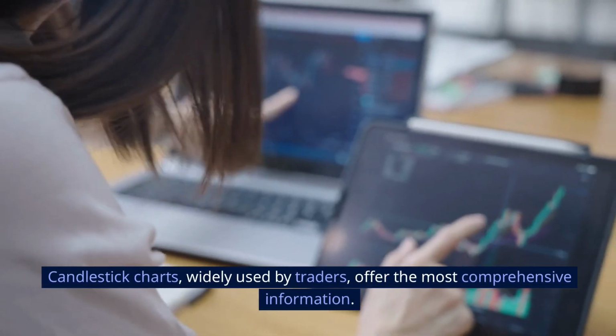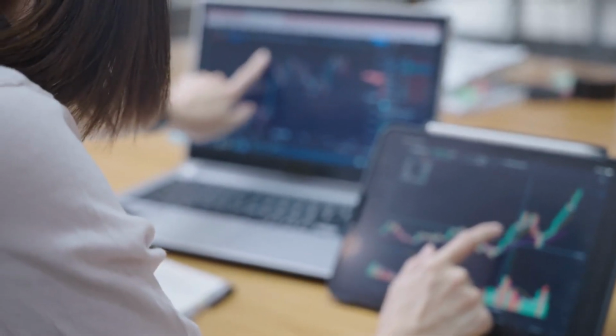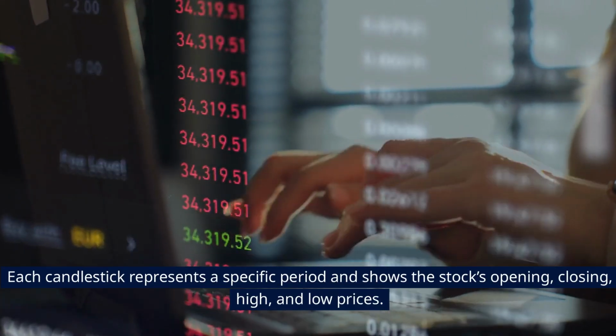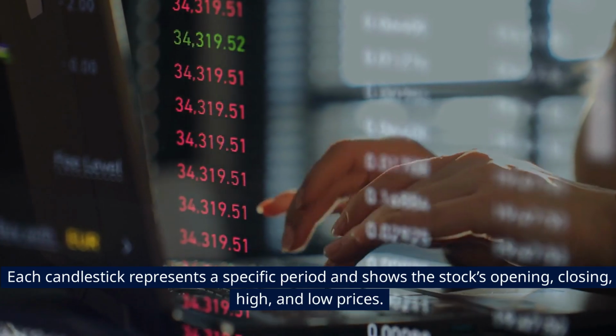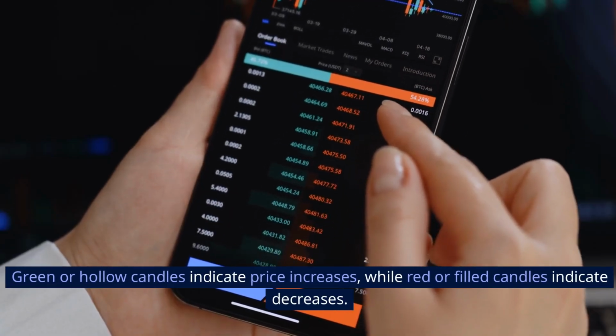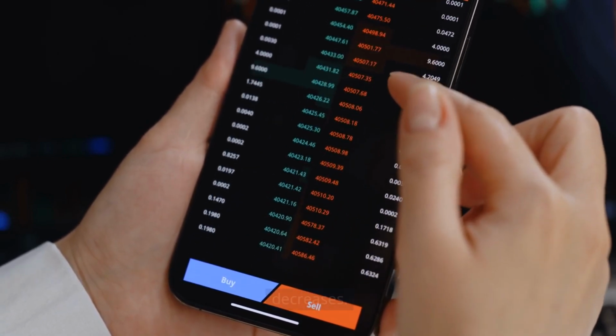Candlestick charts, widely used by traders, offer the most comprehensive information. Each candlestick represents a specific period and shows the stock's opening, closing, high and low prices. Green or hollow candles indicate price increases, while red or filled candles indicate decreases.